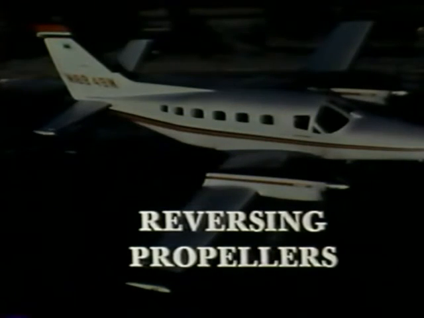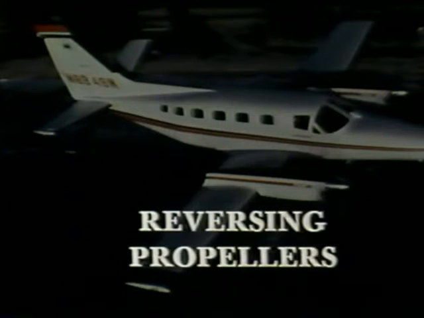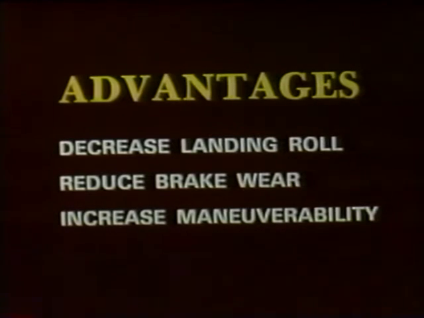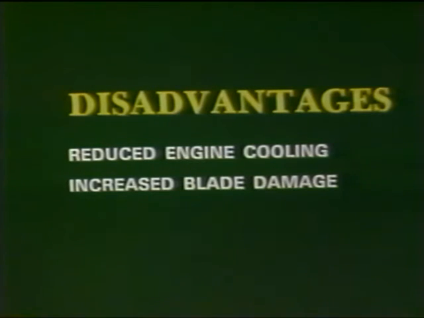A reversing propeller is a constant speed feathering propeller with the additional capability of providing reverse thrust. These are used on many modern turboprop aircraft. Reversing propellers have the advantage of decreasing landing roll, reducing brake wear, and increasing ground maneuverability. The main disadvantage of the reversing system is the reduction of engine cooling available for piston engine aircraft and the increased blade damage from stones and sand when the propeller is in reverse.